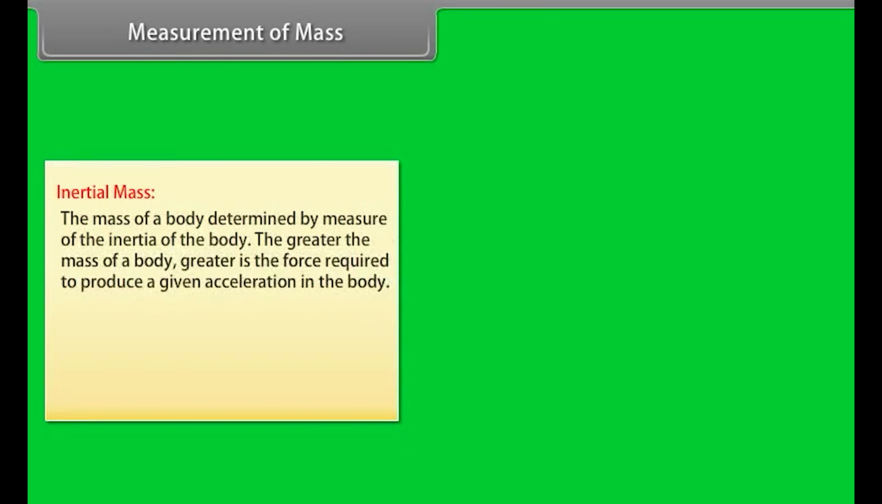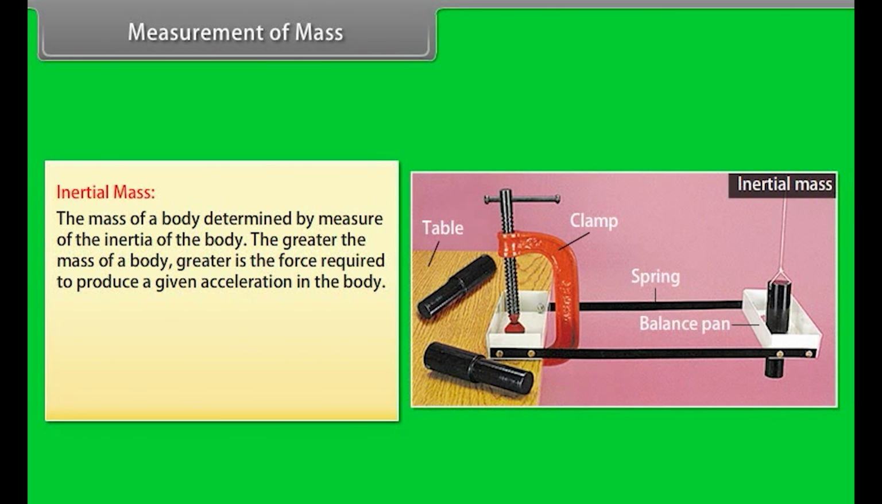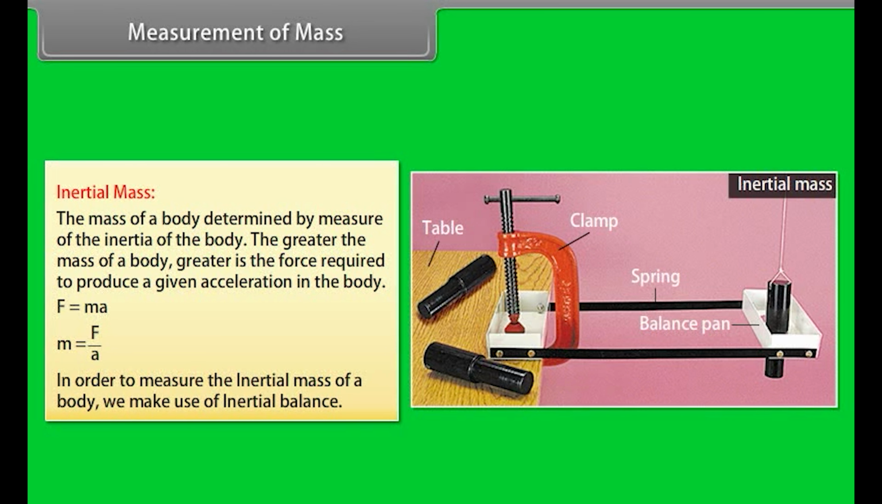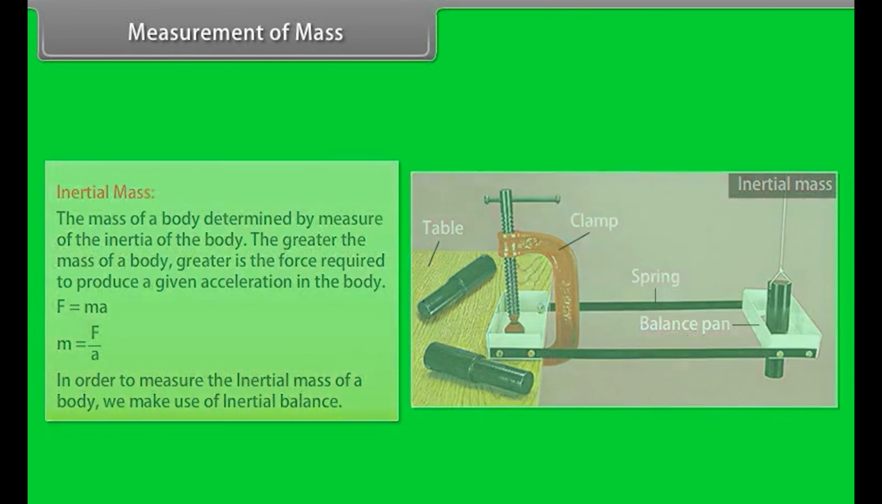Inertial mass. The mass of the body is determined by a measure of the inertia of the body. The greater the mass of a body, the greater is the force required to produce a given acceleration in the body. F is equal to ma or m is equal to F upon a. Thus, a very heavy body has a larger inertial mass than a light body. In order to measure the inertial mass of a body, we make use of an inertial balance.